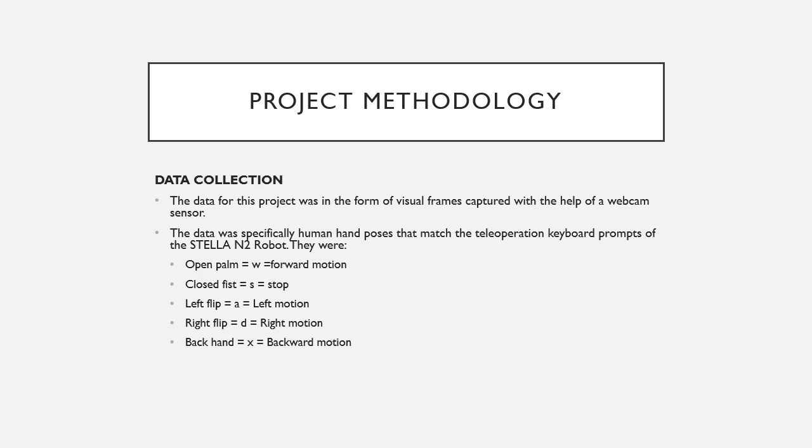For the data collection, the data was in the form of visual frames captured with the help of the webcam sensor, and the data included 5 gestures, which were open palm, closed fist, left flip, right flip, and backhand, and they correspond to forward motion, stop, left motion, right motion, backward motion, respectively. And these 5 motions correspond to the W, S, A, D, and X letters of the teleoperation section of the STELLA N2 robot.